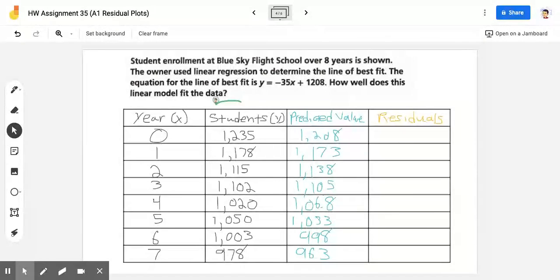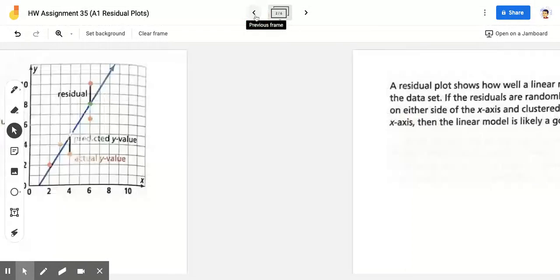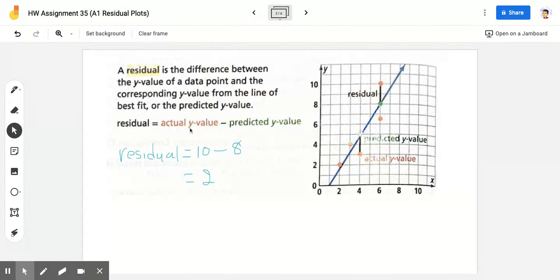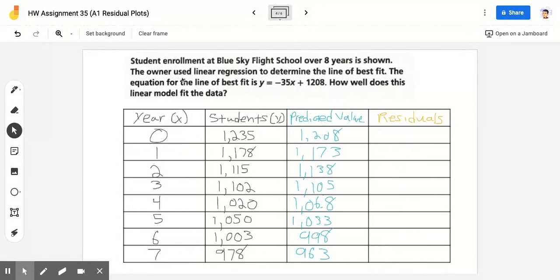This is students that we had, the enrollment. And we have the predicted values. Again, we found the predicted values by using our equation for our line of best fit. Now we're going to find our residual values. And remember what we said before. We said that residuals are the actual y values minus the predicted y values. So let's do some subtracting.